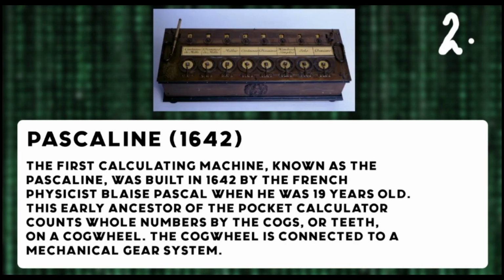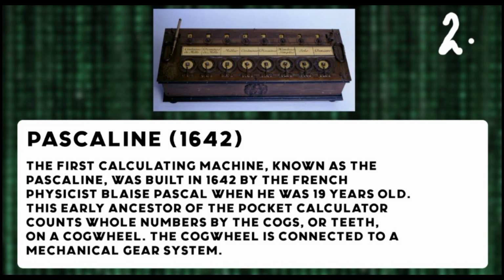Now we're going to talk about the Pascaline, the first calculating machine. The abacus wasn't exactly a machine, but it sort of was, though you had to do things on it manually. The Pascaline, on the other hand, is a machine. It was built in 1642 by a French physicist, Blaise Pascal, when he was only 19 years old. He built this all by himself.